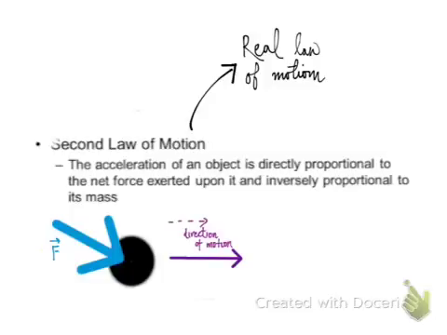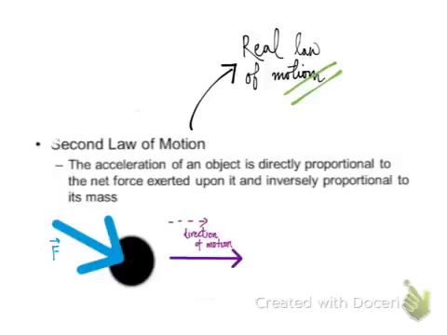So we have discussed the first law of motion, and let's move on with the second law of motion. Now the second law of motion is one of the most important laws ever discovered in physics, and it is called the real law of motion. It states that the acceleration of an object is directly proportional to the net force exerted upon it and inversely proportional to its mass. Now let's write it in a formula.